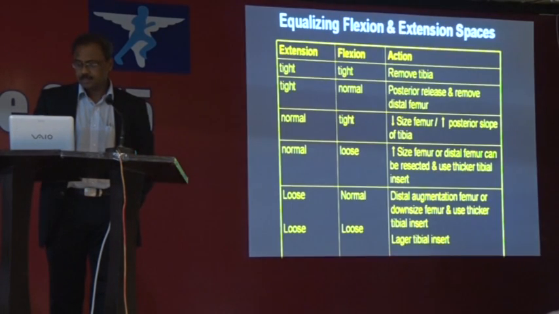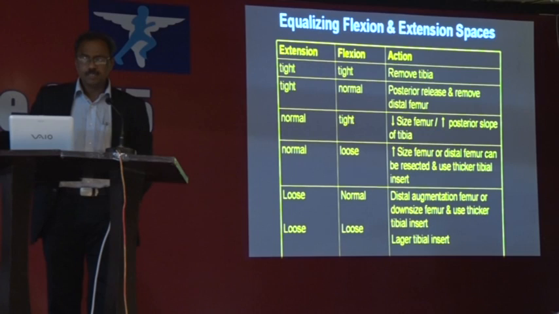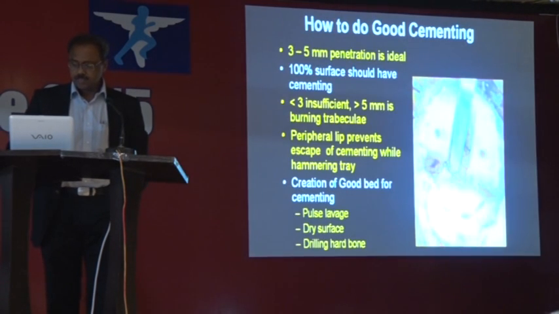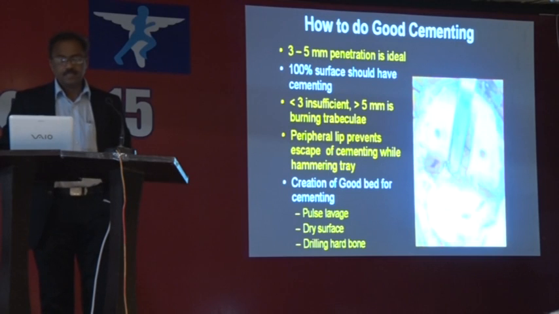So now this is the table of how to equalize the flexion and extension space. I think this will be dealt with by other surgeons, so I will not go into the detail. As I told you, both spaces should be equal and rectangular. And now the question is cementing.